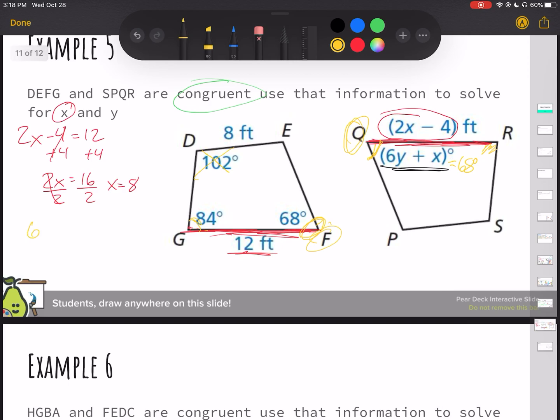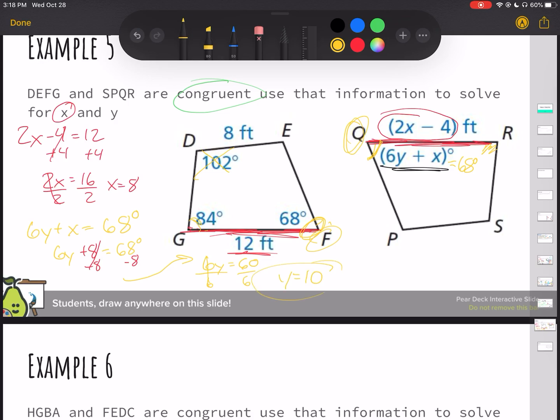All right, so 6y plus x should be equal to 68. I know x is going to be 8, so I can substitute that in. 6y plus 8 is equal to 68. And then I want to solve. So I've got 6y over here is equal to 68 minus 8, which is 60. Divide by 6, divide by 6. I'm getting ahead of myself. y is equal to 10.